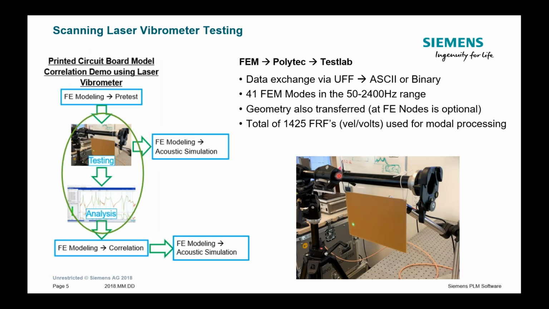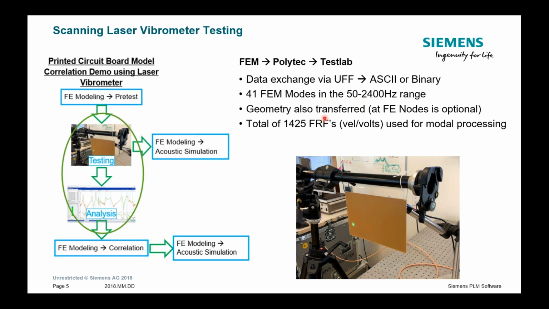So the next step in the process, so we did some testing, and again, we did the data transfer involving a universal file throughout this whole process. So the data exchange was from finite element to Polytec, and then again, Polytec produced a universal file that could be picked up by Testlab. And so we had 41 finite element modes in the 50 to 2400 hertz range. The results I'm going to show are only up to 800 hertz.